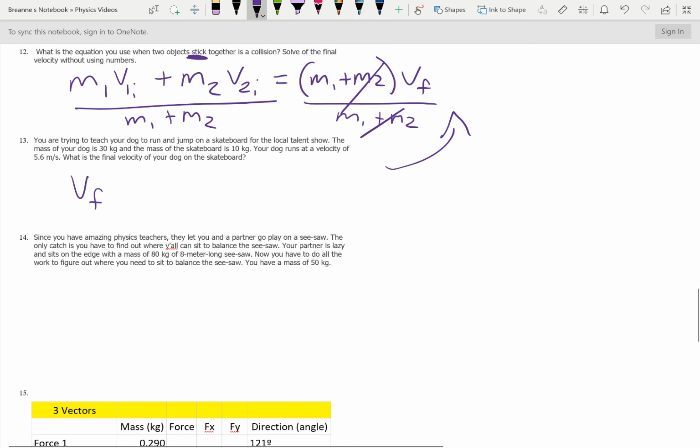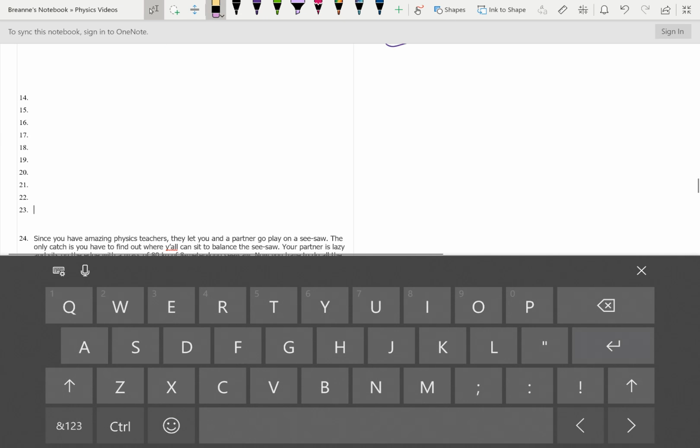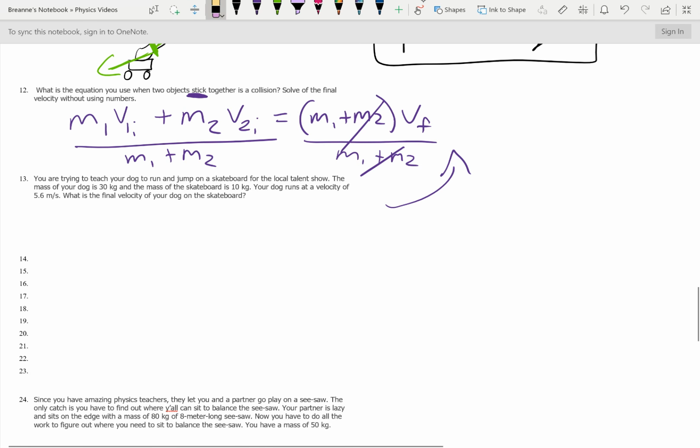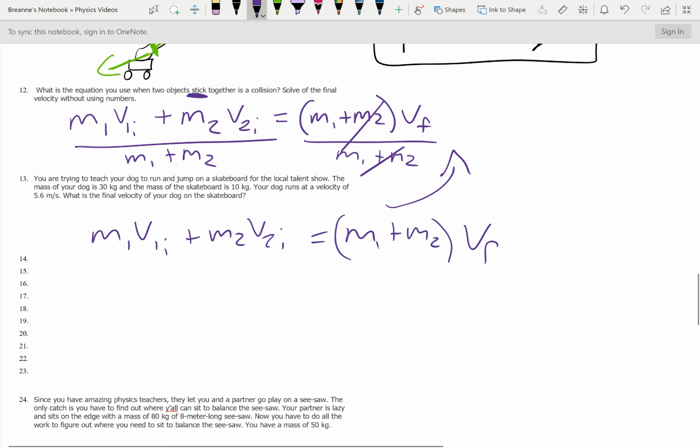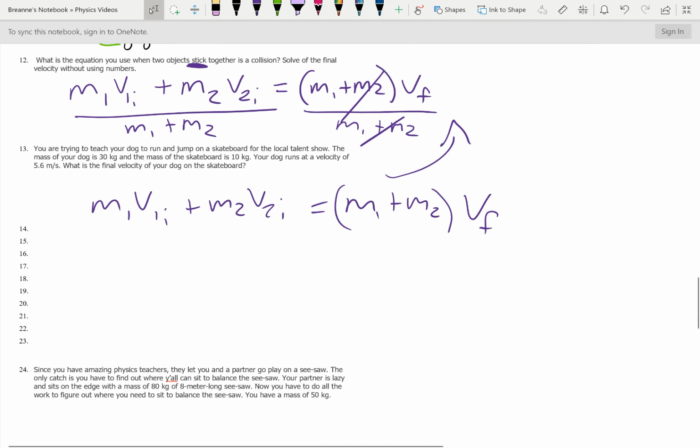So you're going to end up using your final velocity equation. m1 v1i plus m2 v2i equals m1 plus m2 times your final velocity. So you plug in what you got. The mass 1 would be the mass of your dog, which is 30, and the initial velocity of your dog would be 5.6. The mass of the skateboard is 10. At the beginning, it's not moving, so its velocity would be 0.